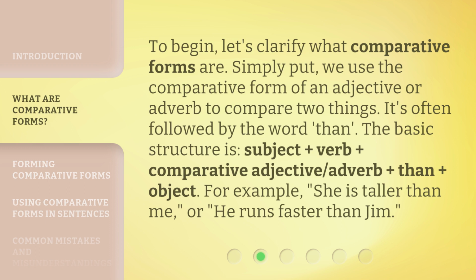To begin, let's clarify what comparative forms are. Simply put, we use the comparative form of an adjective or adverb to compare two things. It's often followed by the word than. The basic structure is subject plus verb plus comparative adjective or adverb plus than plus object. For example, she is taller than me, or he runs faster than Jim.